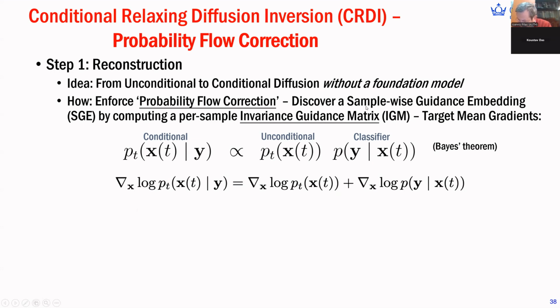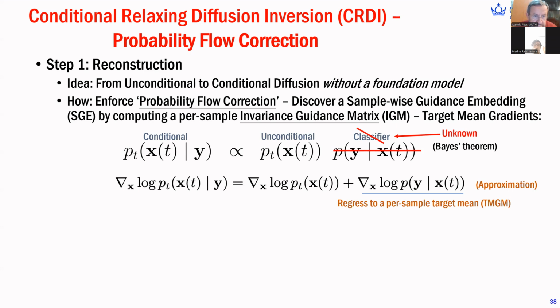Specifically, we're trying to discover a sample-wise guidance embedding space, per sample, which we call an invariance guidance matrix. In fact, it's computing a target mean gradient. The idea is almost similar to GAN, using Bayes' rule. You have a conditional probability, and what you want to derive is the unconditional, which is an unconditional diffusion model, plus a classifier. That's what a GAN has: an encoding and decoding, but with a classifier to condition it. But in our case, in a diffusion model, that classifier is unknown. It doesn't exist. So the whole objective is how do I approximate this?